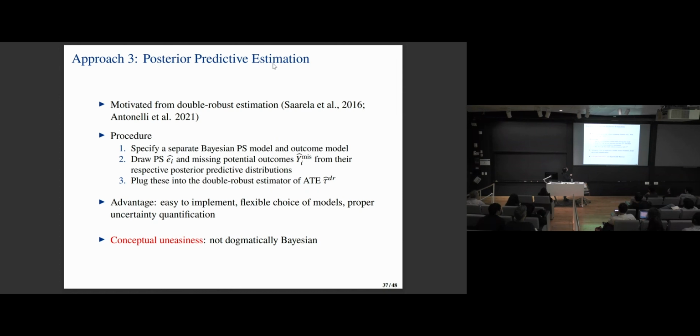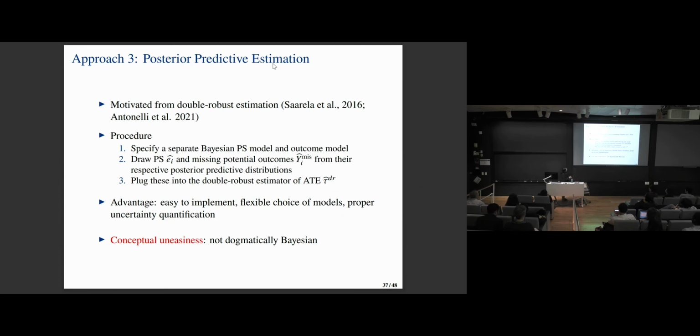So the third approach is also a paper Francesca is on. There are several authors; Julia Antonelli and Georgia are both a student or postdoc of Francesca. So they have this idea. I didn't talk about double robust estimation here, but double robust estimation combines IPW and the outcome model, right? So you have this double robust estimator.